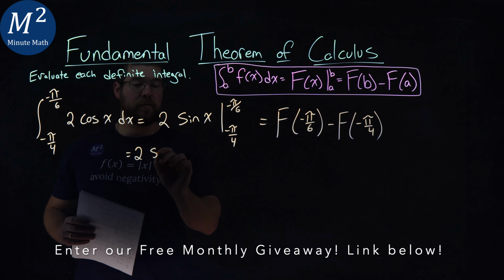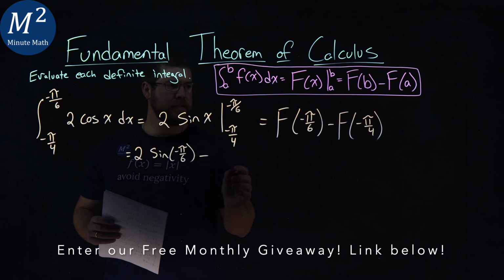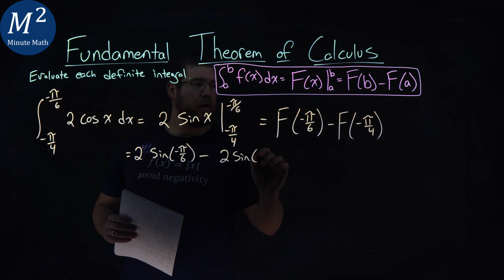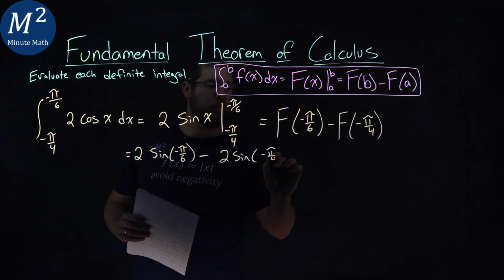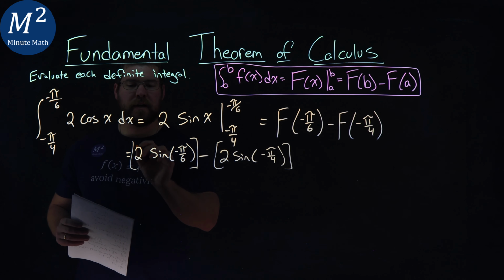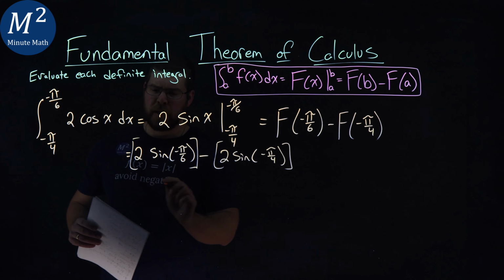So 2 times the sine of negative pi over 6 minus, same thing, 2 sine of negative pi over 4. And sometimes, depending on the problem, I like to put little brackets around each part to kind of see that this is my F of b and this is my F of a.